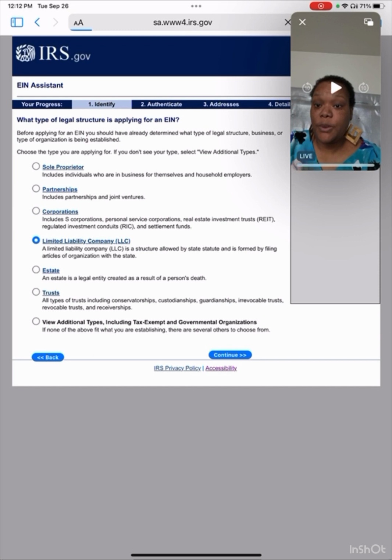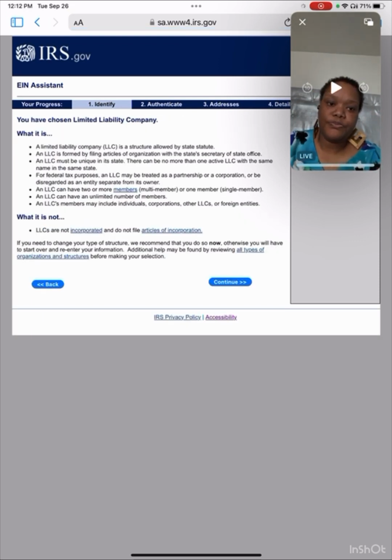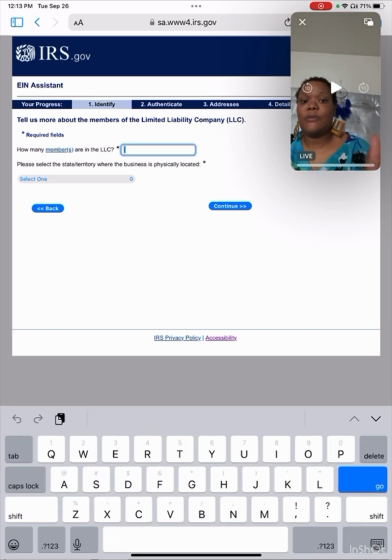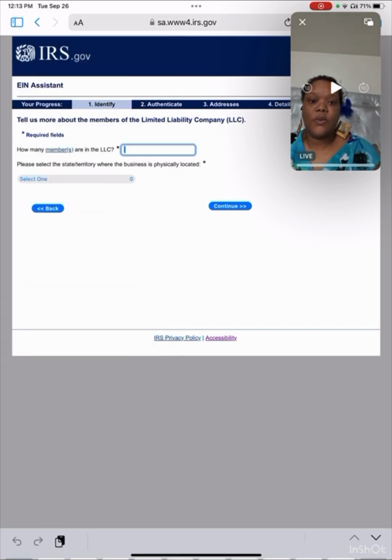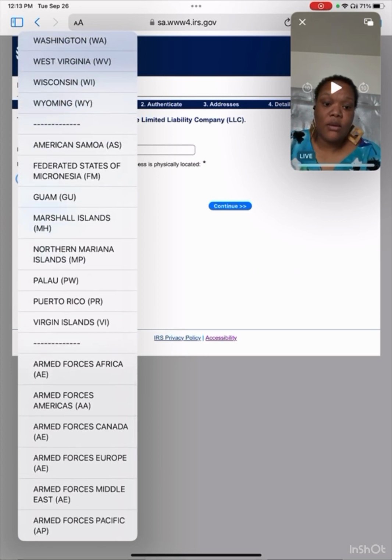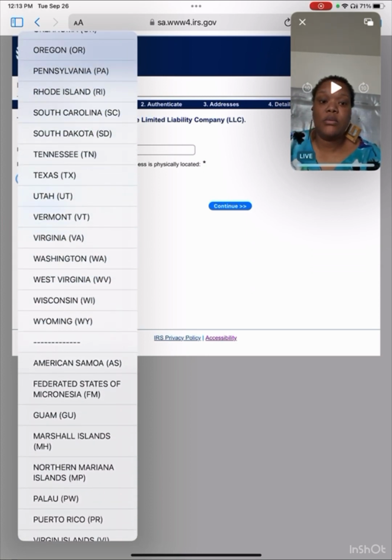I'm going to click LLC just for the purposes of this demonstration. Now, it says you have chosen LLC. And then it basically gives a rundown of what it is, and then it tells you what it is not. It is not incorporated and do not file articles of incorporation. So basically, here it will ask you how many members. For this, I'm going to say I have one member, and I'm going to select my physical state. I'm going to select Virginia.